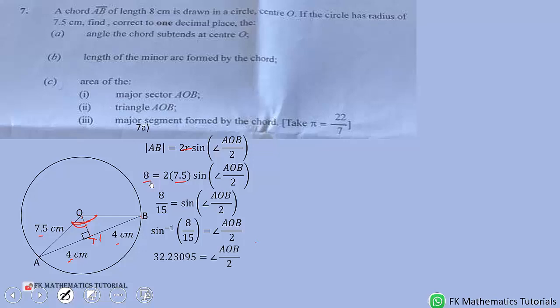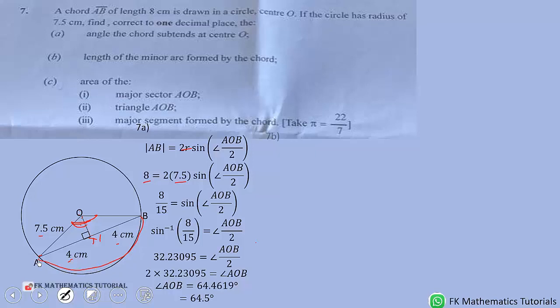32.23095. Multiply through by 2 to get angle AOB to be 64.4619. Now to one decimal place, it will be 64.5 degrees. Now let's look at the B part, the length of the minor arc formed by the chord. So the minor arc is from here to here, this one.